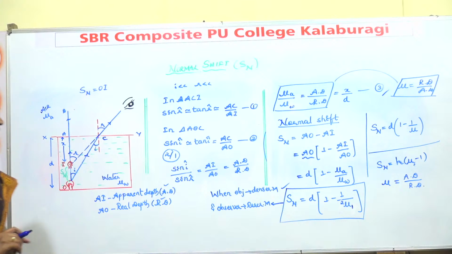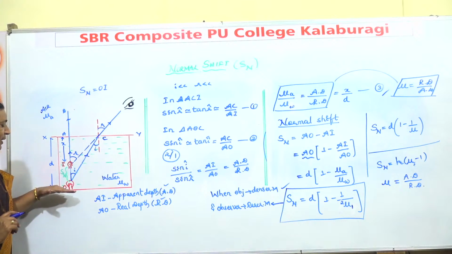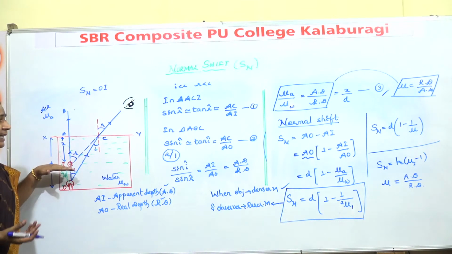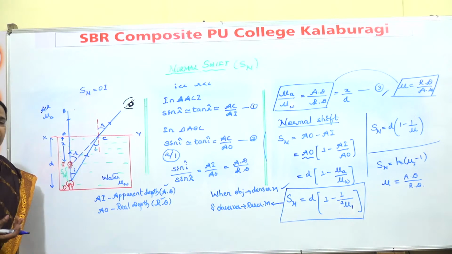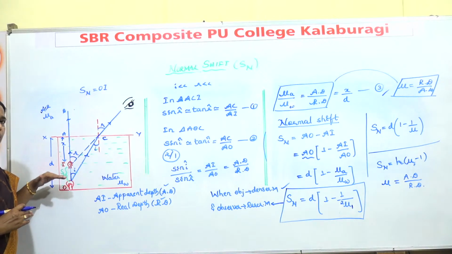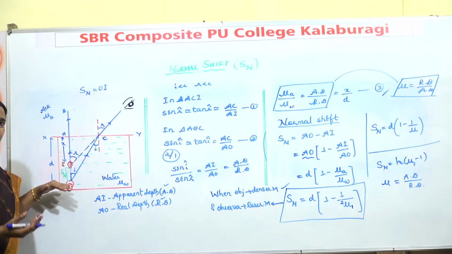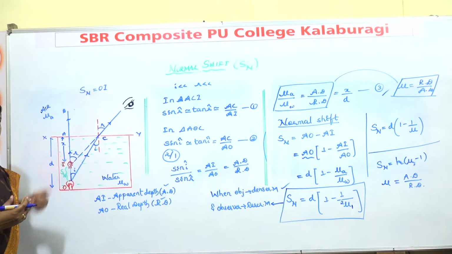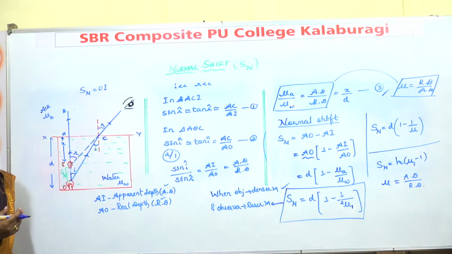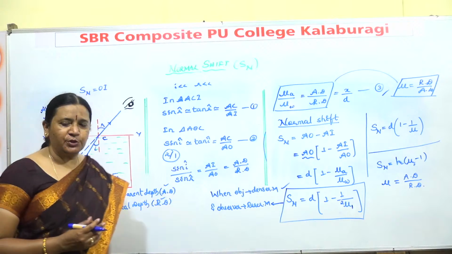If the object is in a denser medium, it appears to be at less depth. In the same way, when you draw the ray diagram for the other case, you are going to observe that the bird appears to be at more height than the actual height. Here the fish appears to be at less depth, but in the other case the bird appears to be at more height than the actual height.